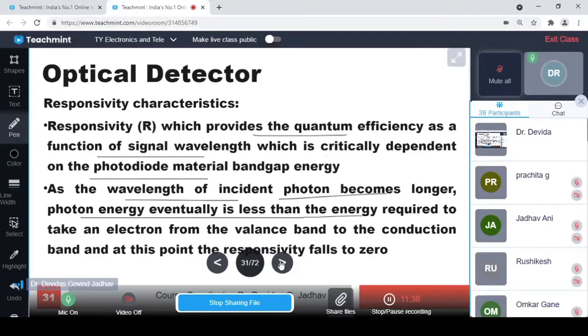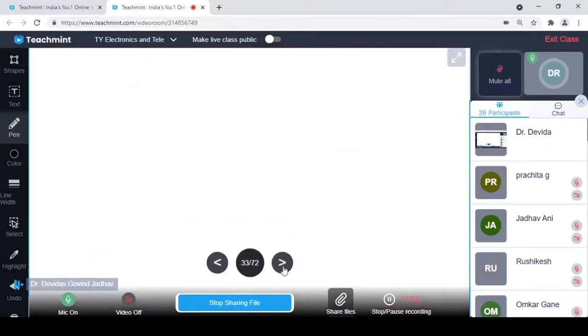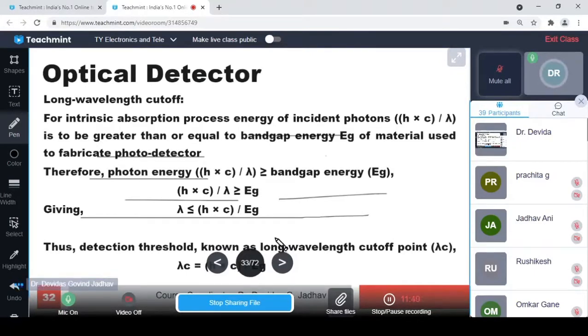So, intrinsic absorption. In intrinsic absorption, the process requires the incident photon energy hc upon lambda to be greater than or equal to the band gap energy of the material. The photon energy hc upon lambda must be more than or equal to the band gap energy.